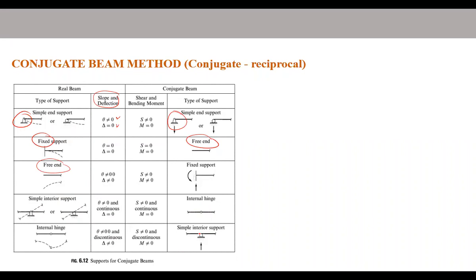So when you look at a real beam, and once you work out the bending moment diagram, then you are ready to convert to a conjugate beam. Then you should convert the supports first, then apply M over EI as a load, then you find the shear force and bending moment at any point you want.